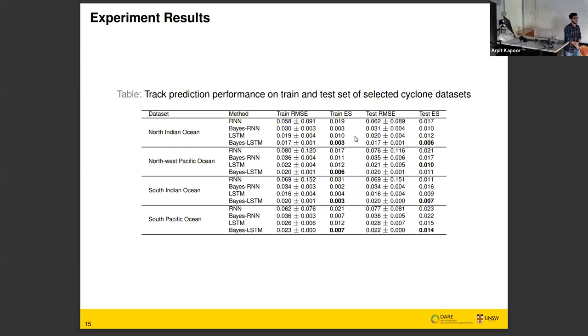Can I ask, sorry, why do you have a single error metric when you're predicting three values? It's the mean. Yeah, but the units are different. No, we have scaled them.